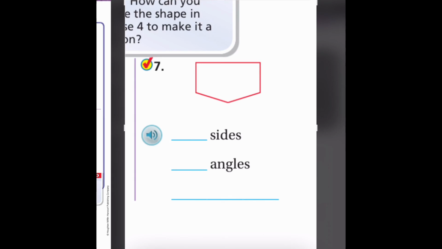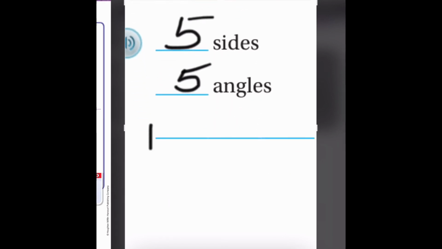There we go. And number 7. Again, I'll make little tick marks on each side so I don't count one twice or don't skip one. There's 1, 2, 3, 4, 5. 5 sides and 5 angles. If it has 5 sides and 5 angles, it is a pentagon.